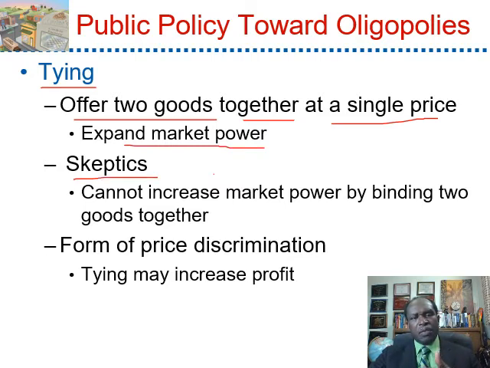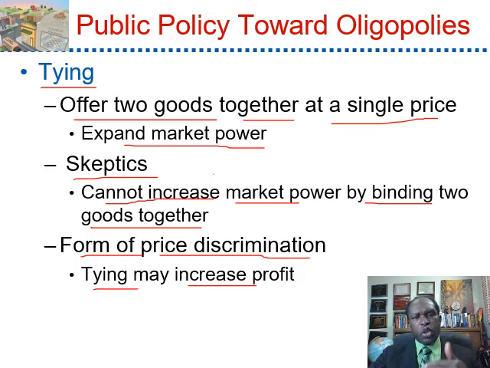However, the skeptics think that this cannot increase the market power by binding two goods together. So tying is another form of price discrimination. So tying may increase the profit because if price goes up higher than the marginal cost, this will increase the profit.